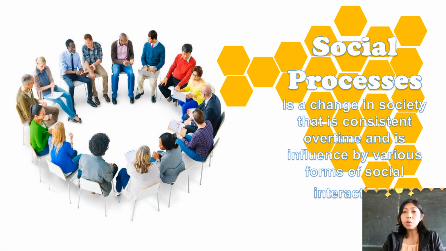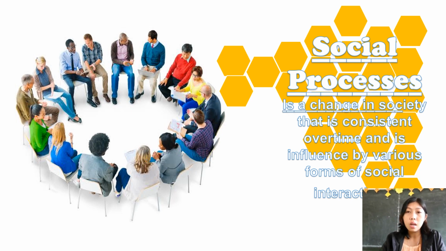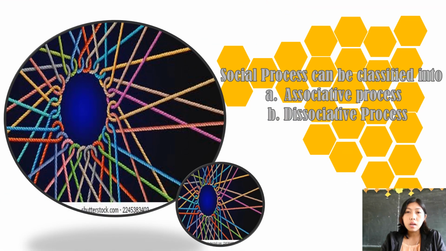Okay, so here is social process. It is a change in society that is consistent over time and is influenced by various forms of social interaction. Social process can be classified into two: the associative process and the dissociative process.